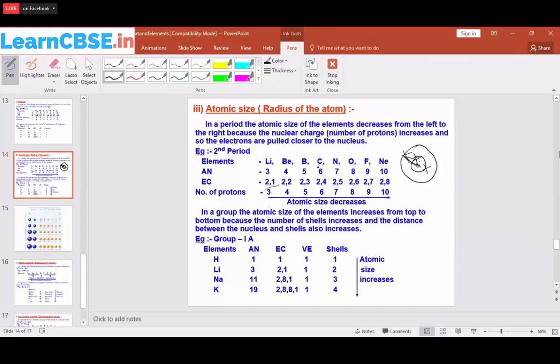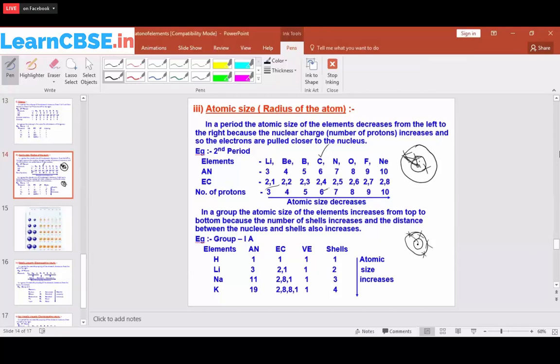Now I'm going to take the carbon. The carbon has 4 electrons, 1, 2, 3, 4, in the outermost shell. So the distance from the nucleus to the outermost electrons, is there any difference? No, because there are only two shells over here. So the distance from the nucleus to the outermost electrons will be the same.